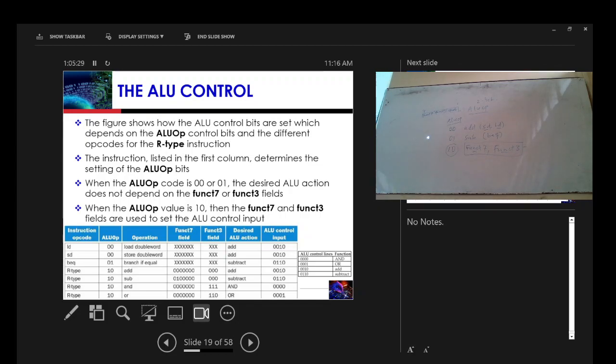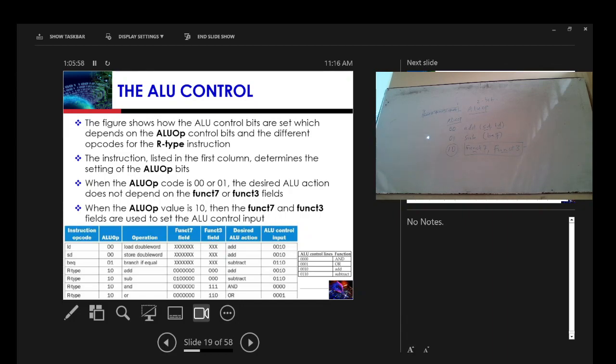In case you are doing SD, the opcode will be for store double word. If it's store double word, the ALUOp is 00. We don't care about this code, and it will be 0010. Understood? If it is 01, it means that we are doing a branch if equal, right? We don't care about these codes. To subtract, it is 0110. That's how we generate them, right?